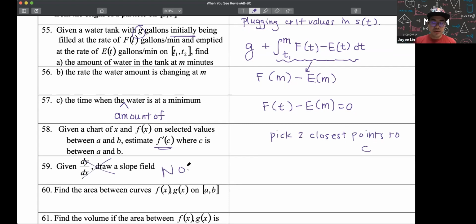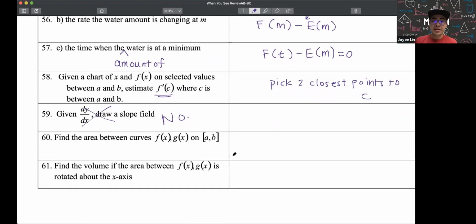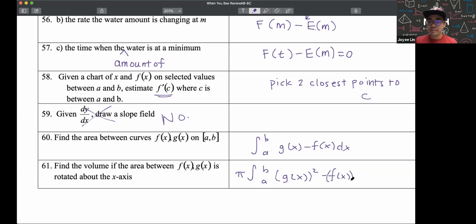You won't need to draw a slope field. Find the area between two curves, A to B. Depends which one's on top: G minus F, assuming G is on top. Find the volume if it's rotated around the x-axis: pi, A to B, G squared of x, disk and washer, minus F of x squared.